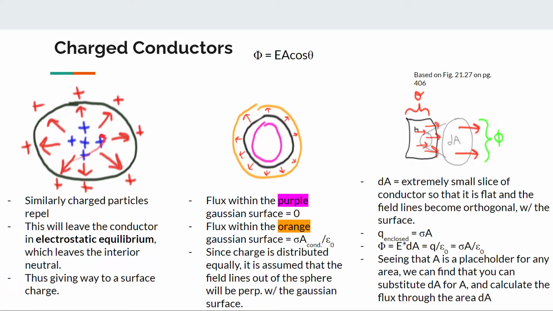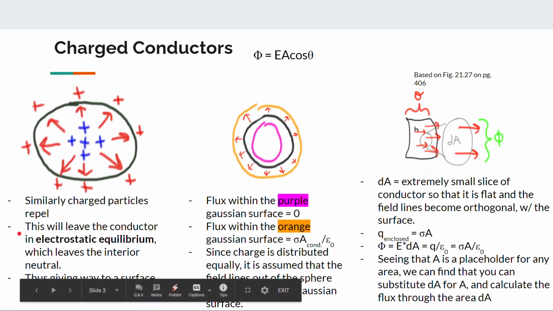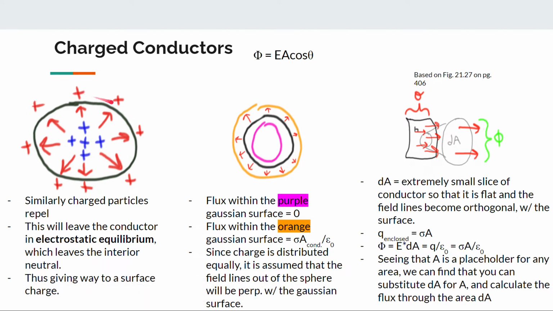Well, as they leave the center, and as all of them approach the surface to get as far away from each other as possible, this will leave the conductor in electrostatic equilibrium in the center. So the interior is neutral. Alternatively, it gives way to a surface charge. The charge is only located along the surface at this point, which moves us on to this next picture where your electric field lines are coming through the surface, away from it since it's positively charged, and they're only along the surface. There's nothing inside. There's no more charge or net charge, and there's no more field lines.